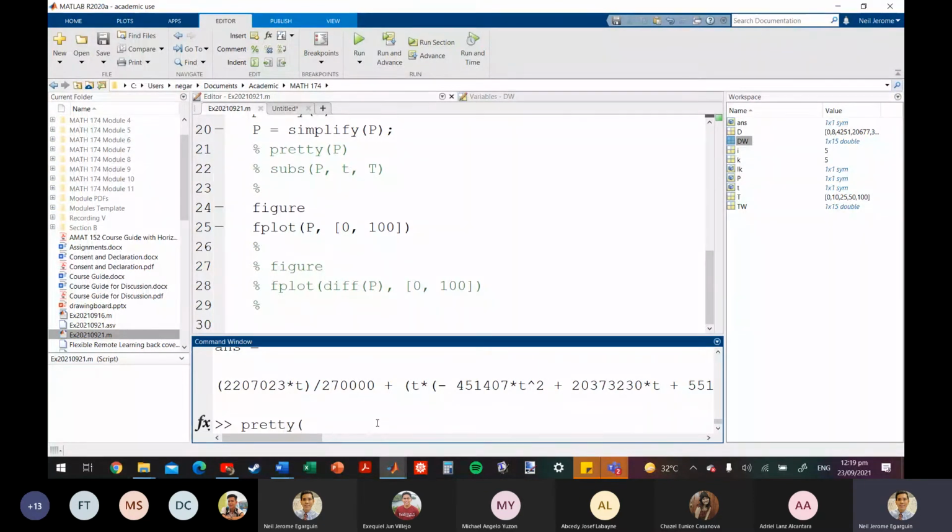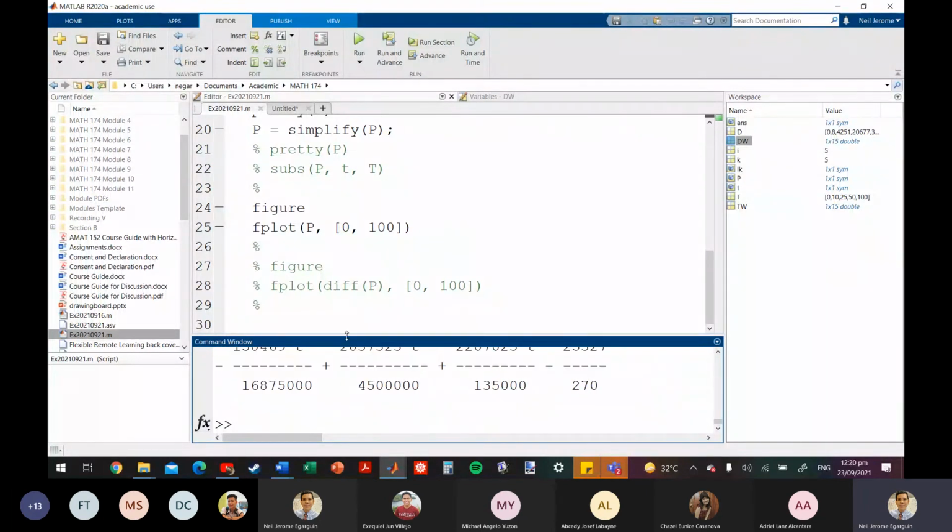Pero siguro ipa-simplify din natin. So simplify diff P. So kaya posibleng mag-call kayo ng several functions on a single line. So here I ask MATLAB to find the derivative of P first, simplify it, and then display it in a pretty fashion. So ito na yung derivative ni P. Okay. Which as expected is degree 3 kasi yung polynomial natin ay degree 4.